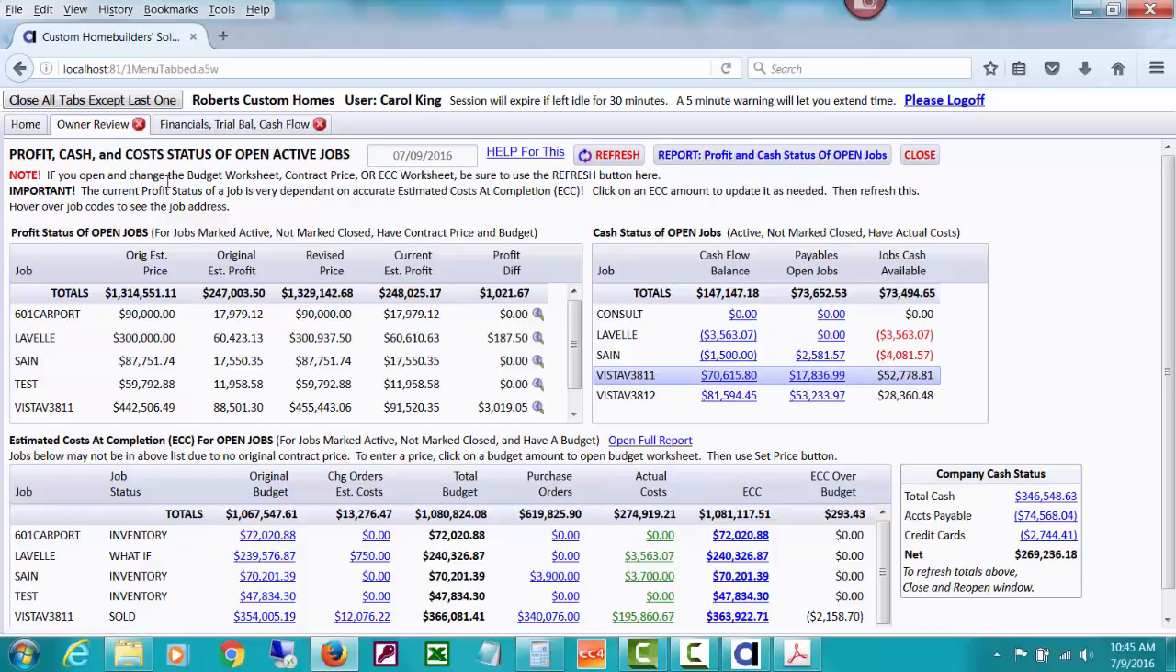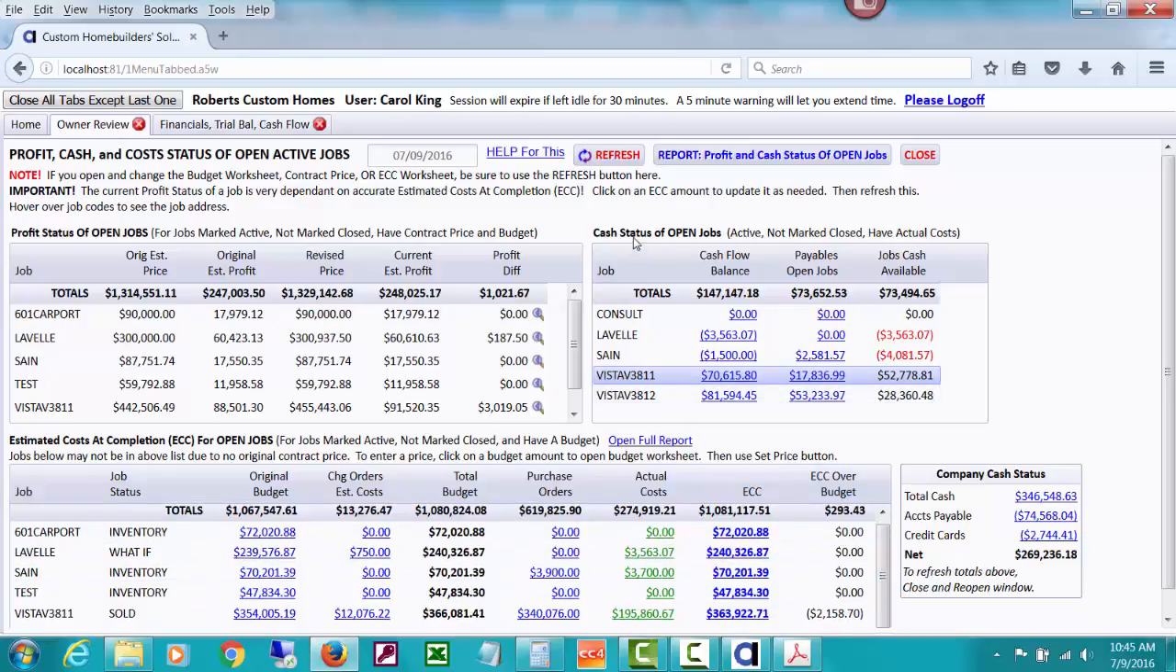This is a dashboard for the owner review, where the profit's heading, where estimated costs of completion for each job are heading, and it's showing you the cash flow balance, payables for each job, and job cash available.